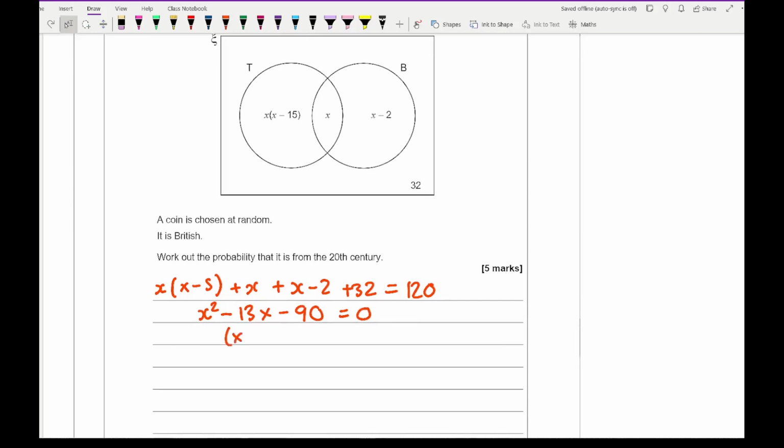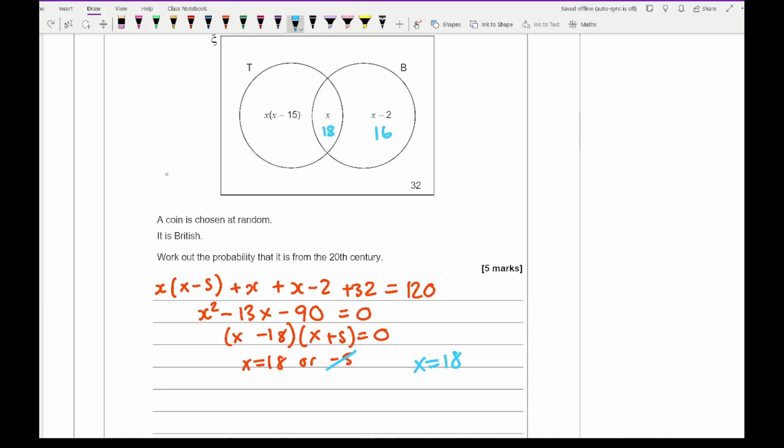I can factorize that or go on to solve it, but basically using either way, I end up with x equals 18 or minus 5. Now we know that it can't equal minus 5 because, again, we're going to end up with negative numbers and we can't have that. So x must equal 18. So if I then substitute x equals 18 into this, then this becomes 16 and this becomes 18.